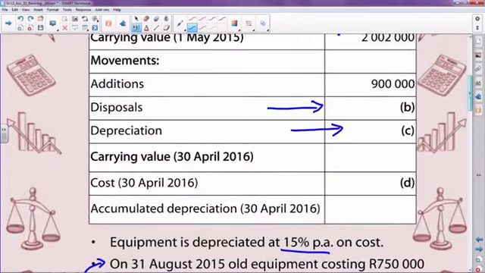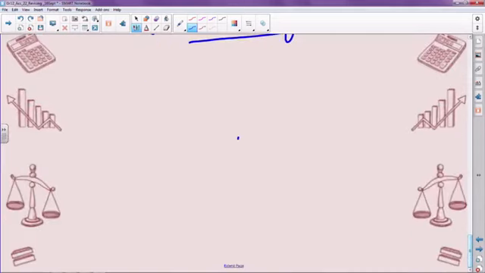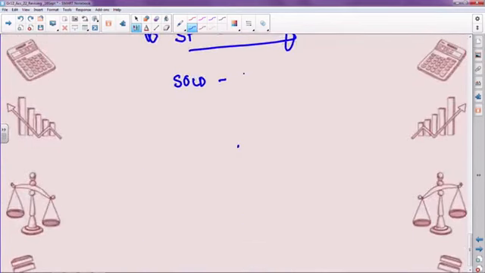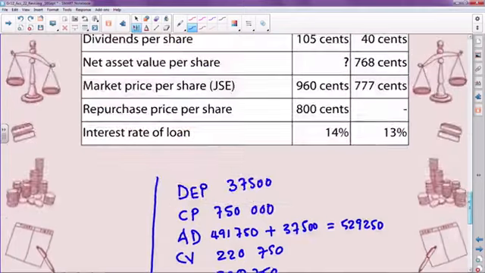Once again, break this up into your various components. What are they? Sold, which I've done already, and the sold depreciation amounted to 37,500. Right? I now need to work out the old depreciation. And what do I do in this case here?